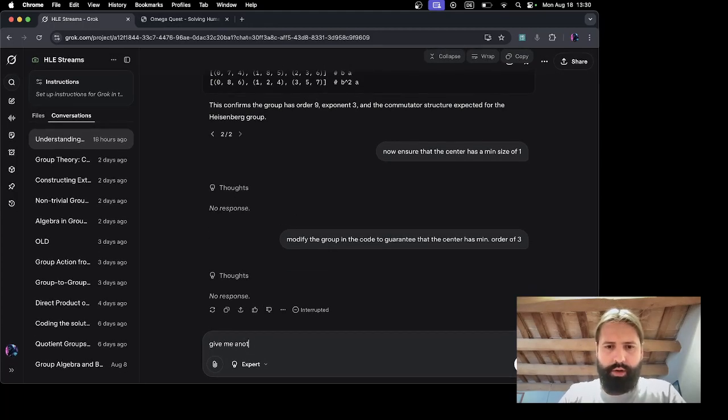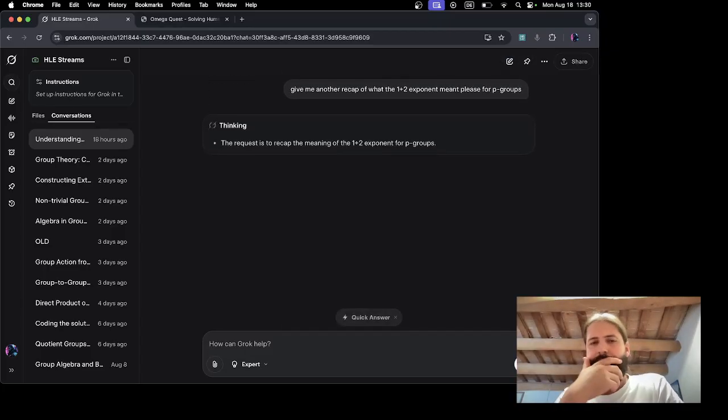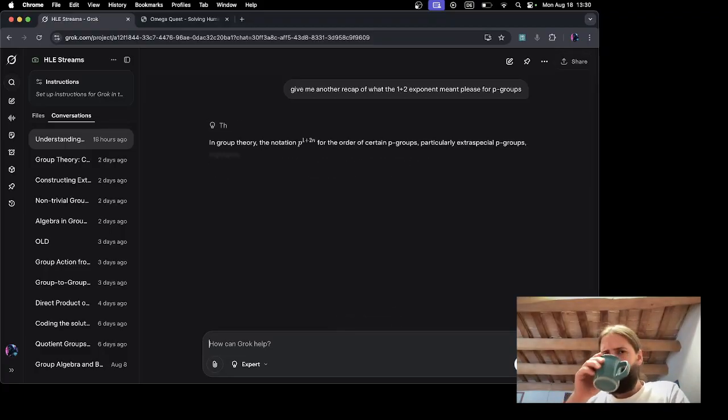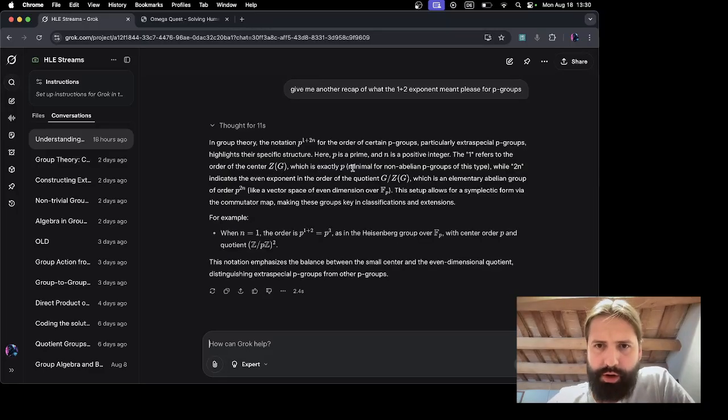Give me another recap of what the 1 plus 2n exponent meant, please, for p-groups. It highlights a specific structure. So p is a prime and n is a positive integer. The 1 refers to the order of the center, which is exactly p, minimal for non-abelian p-groups of this type.